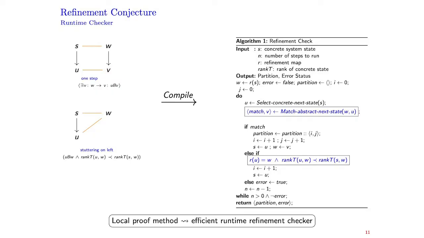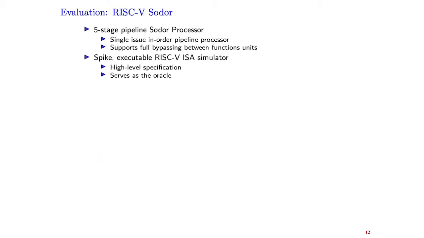So that's a simple check. And again, it is efficient just because I'm concerned about just the current state and the next state. If I were to store anything more, it would become a lot more expensive. So just a very simple evaluation of what it means to apply this technique.